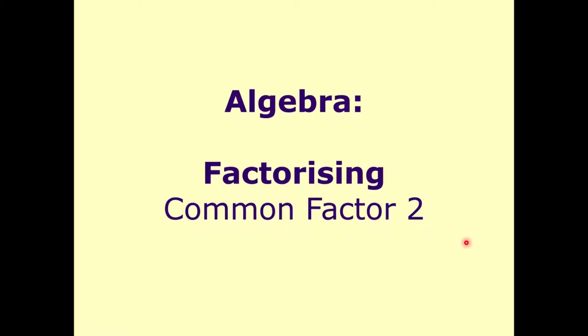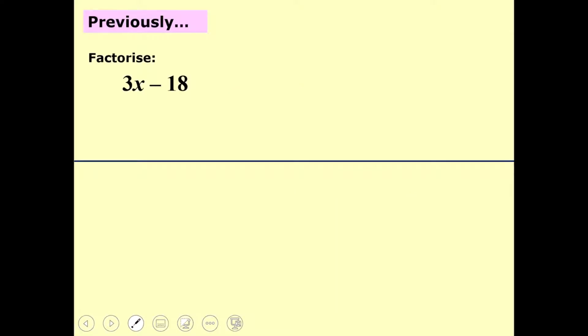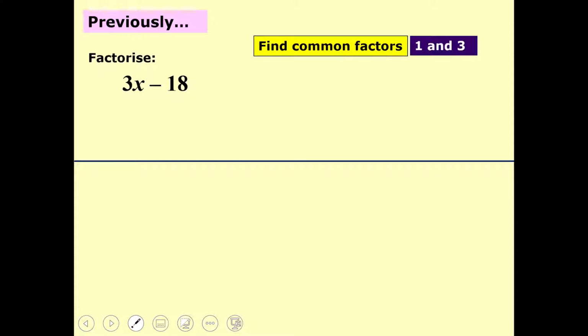We're going to continue with algebra today and continue with factorising using a common factor. So previously we looked at factorising these types of expressions, so 3x subtract 18. We were first looking for common factors, so for this expression, 3x subtract 18, our common factors are 1 and 3. So we're looking for letters or number terms that can divide into either 3x or 18. So 1 and 3 can both do that.